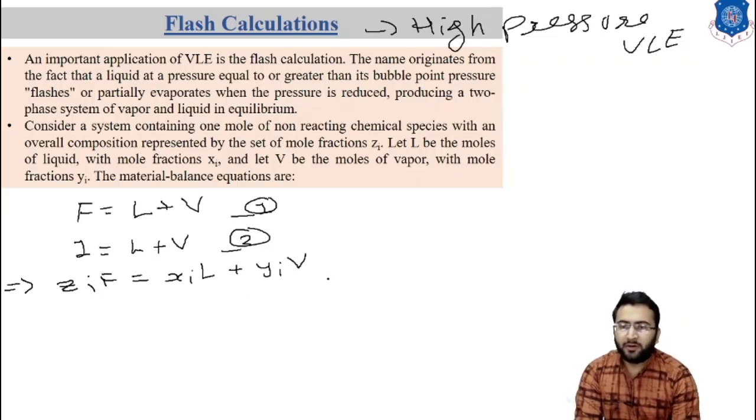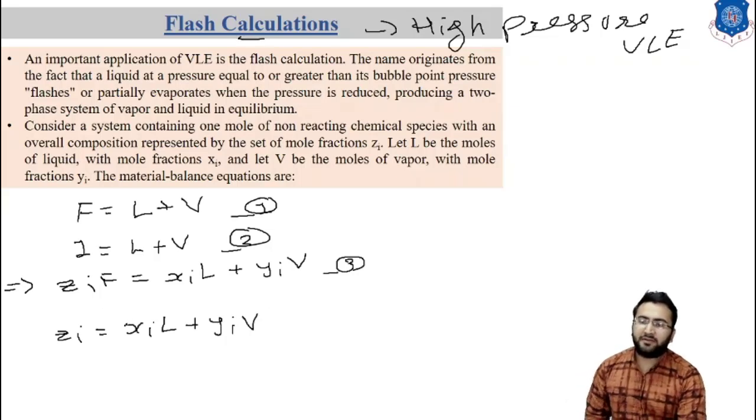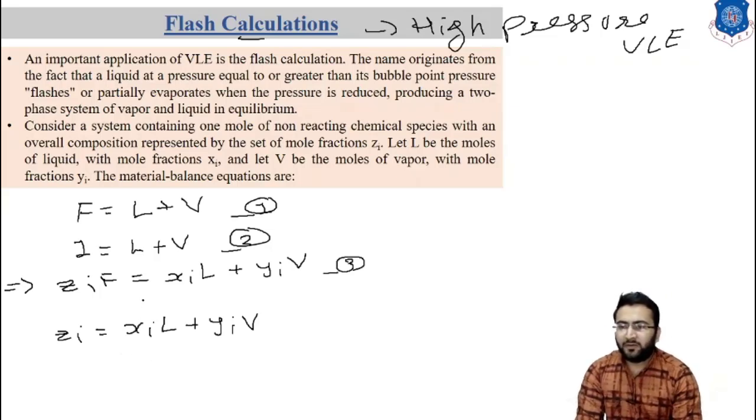So this is a whole mass balance, which becomes our equation number 3. For 1 mole, this equation becomes Zi is equal to XiL plus YiV. Now, for flash calculation, we replace this L. To replace this L, we can use equation number 2. From equation number 2, we can say that L is equal to 1 minus V.